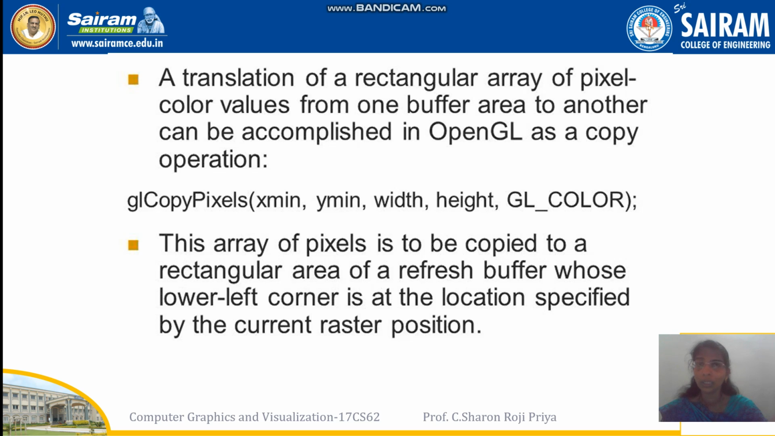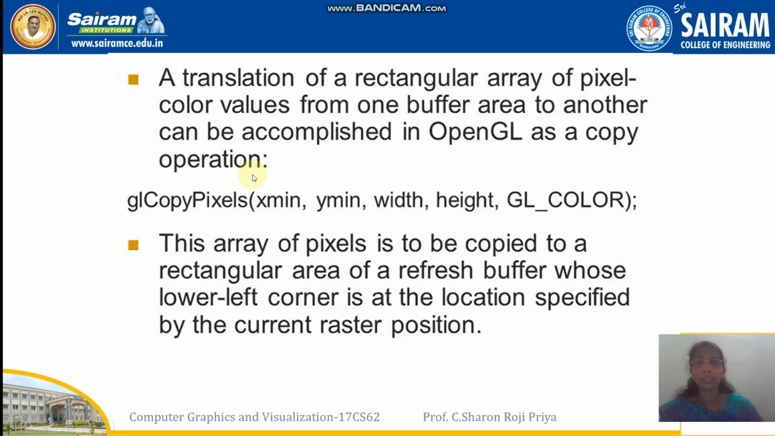And you know what a raster operation is? It is a function or a method that is used to perform the basic transformations. So the first transformation is translation. Displacement is moving from one place to another place. For this, the corresponding raster function is glCopyPixels.